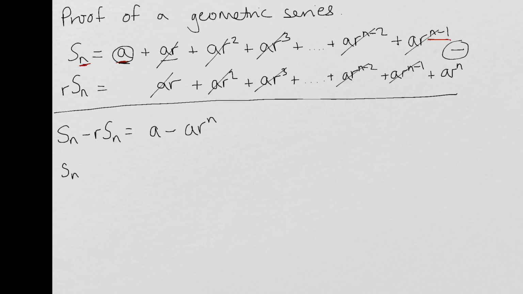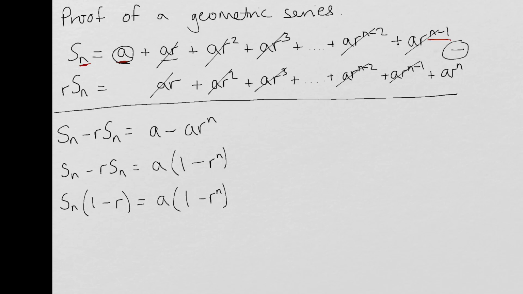Now, to keep it nice and tidy, what I'm going to do here on this side is take out a factor of a, so 1 minus r to the power of n. And then on the left hand side I'm going to take out a factor of the sum of n, so 1 minus r. So rearranging that now to make Sn the subject gives me the formula that we have used in lesson. So a brackets 1 minus r to the power of n all over 1 minus r.